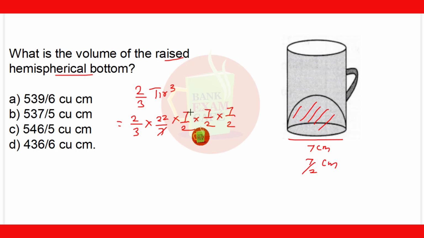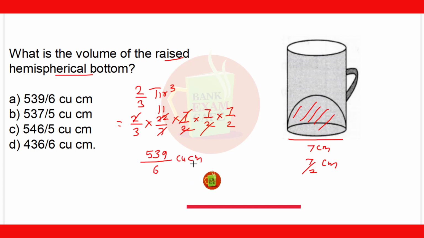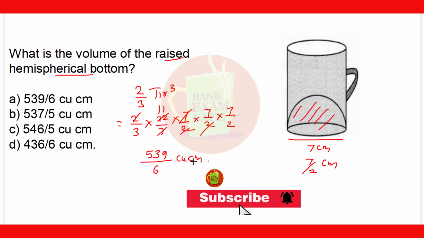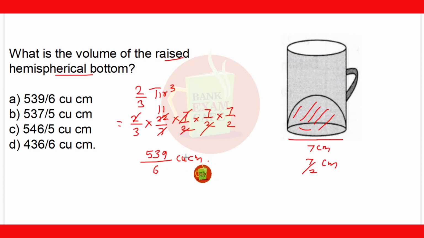So here this 7 and 7 will get cancelled, 2 will get cancelled, 2 1s are 2, 2 11s are 22. This is 11 into 7 into 7, that is 539 upon 3 2s are 6 cubic centimeter. And therefore the volume of this hemispherical bottom is 539/6 cubic centimeter. So here the A option will be the correct option.